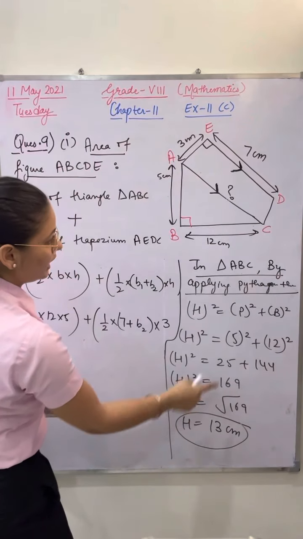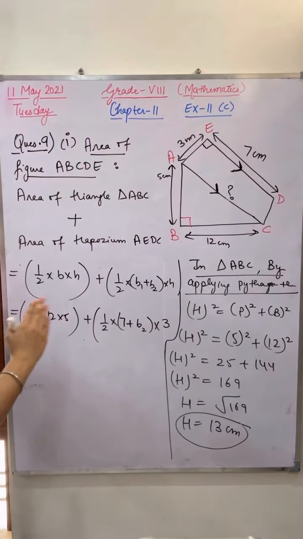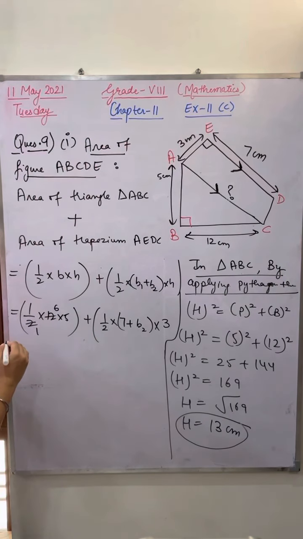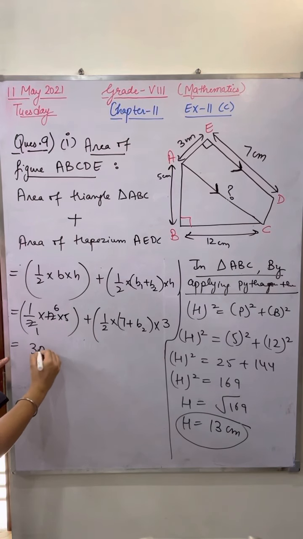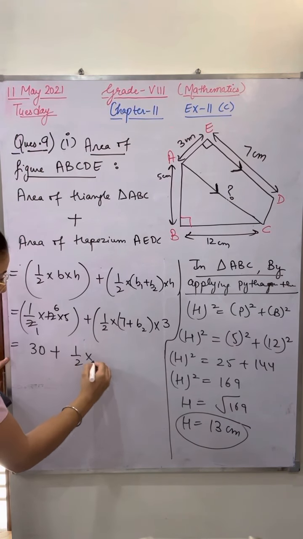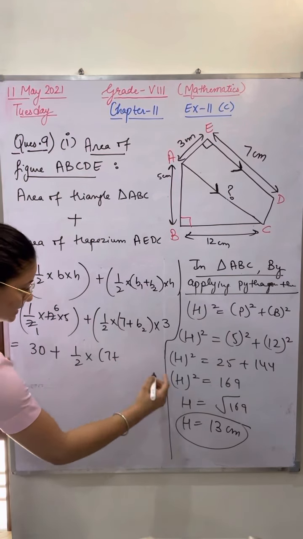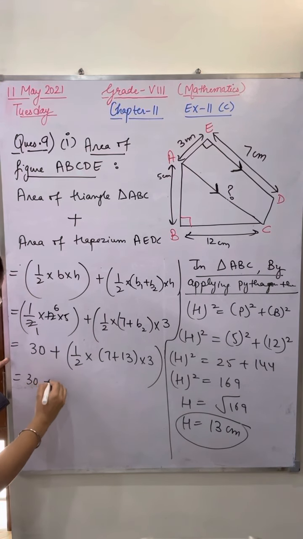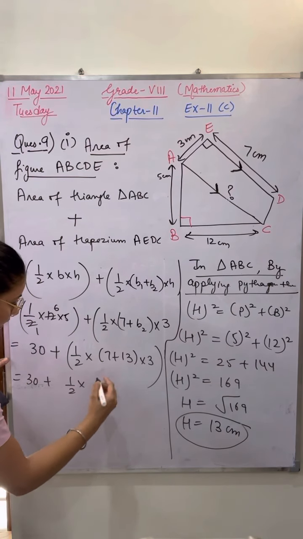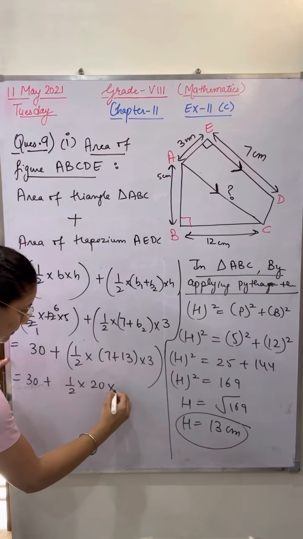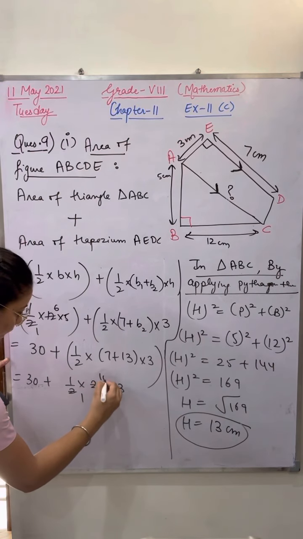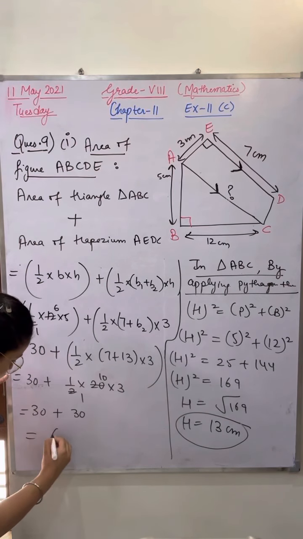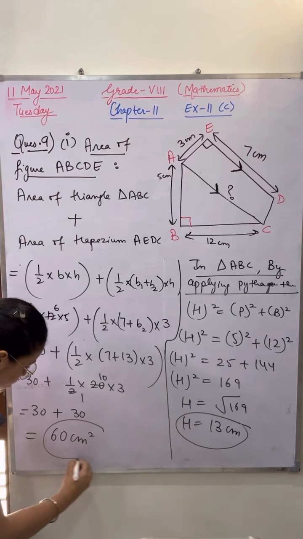So hence we have taken out B2. B2 is 13. Now put it in the question. First I am going to cancel this. 2 1s are 2, 2 6s are 12, 6 5s are 30, plus half into B1 plus B2, 7 plus 13, multiply by 3. 30 plus 1 by 2 into 7 plus 13, that is 20, multiply by 3. 2 10s are 20, 10 3s are 30. 30 plus 30 is equal to 60 centimeter square is your answer.